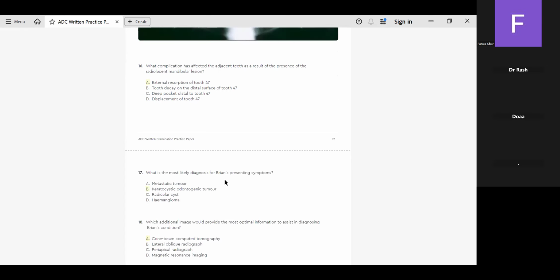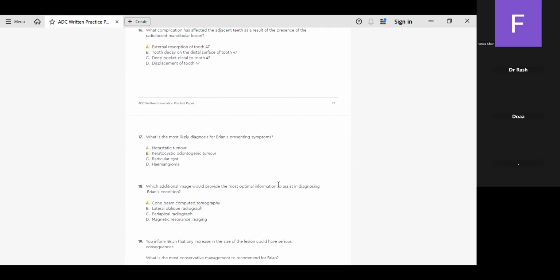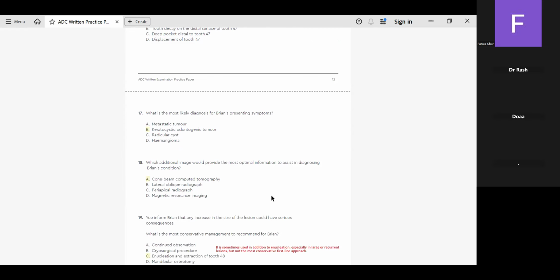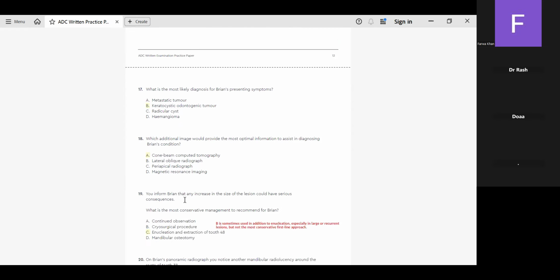What is the most likely diagnosis for Brian's presenting symptoms? Keratocystic odontogenic tumor, OKC. Additional imaging, CBCT, is very important. You informed Brian that any increase in the size of the lesion could have serious consequences.